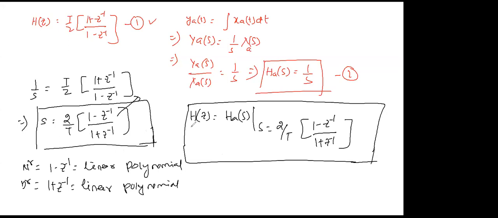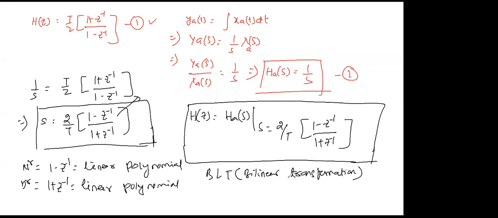And this transformation is used to transform analog to digital. Okay, now I hope you understand why the name is bilinear transformation. Yes or not? BLT, bilinear transformation. Clear? Yes or not, all of you?